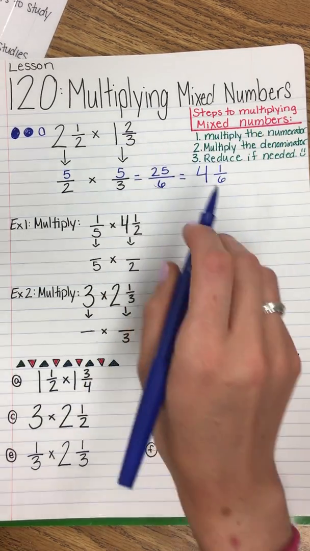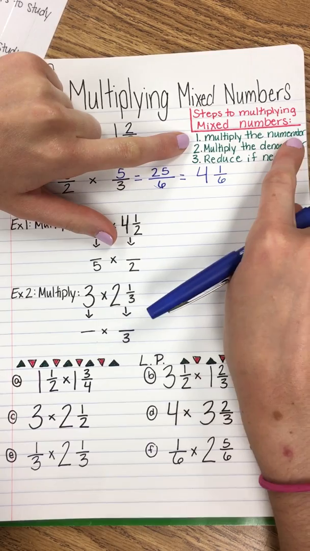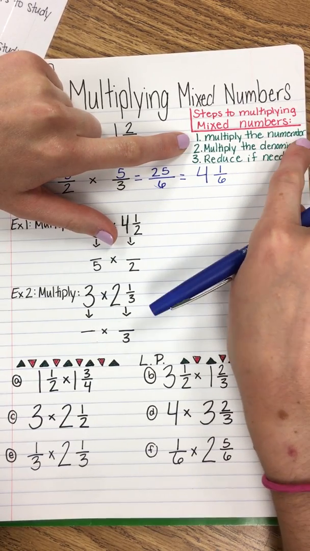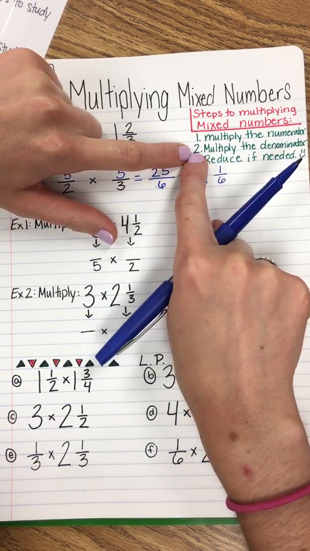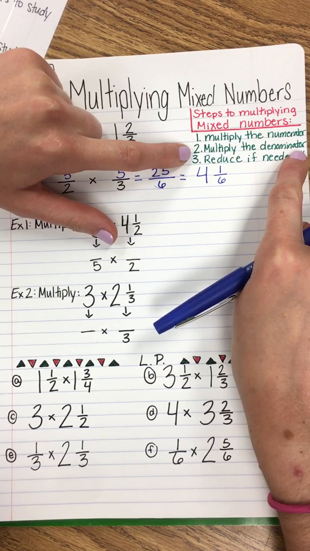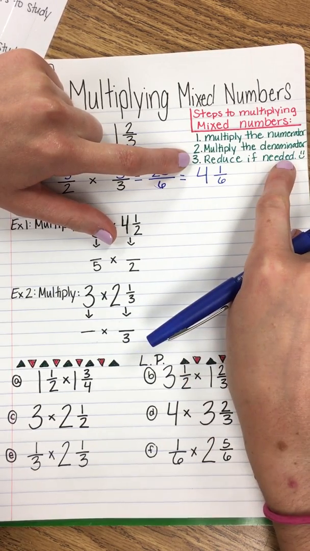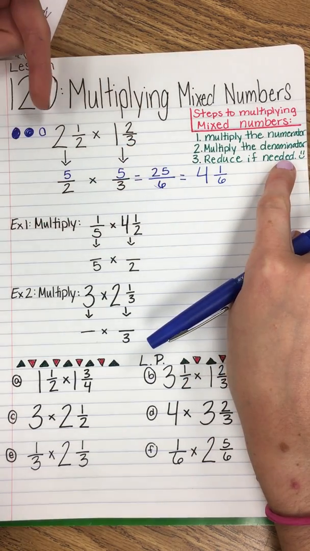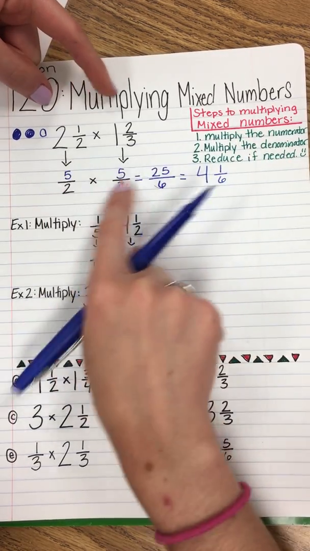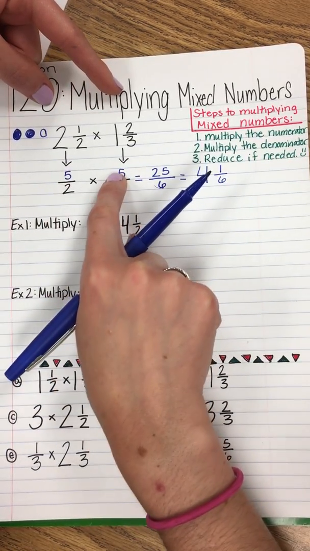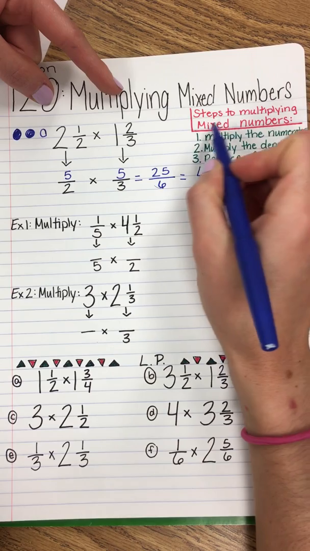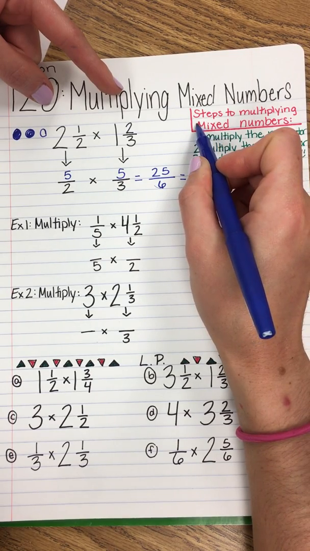Steps to multiplying mixed numbers. Step number 1, multiply the numerator. I crunched that in there. That says numerator. Step 2, multiply the denominator. Step 3, reduce if needed. I forgot to say, step 0, change it to an improper fraction. So this is actually not mixed numbers. This is improper fractions.